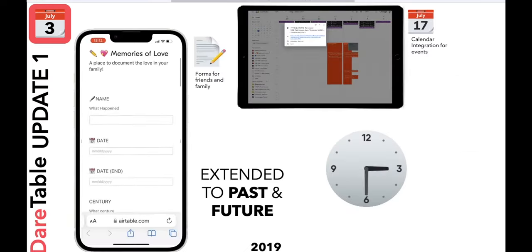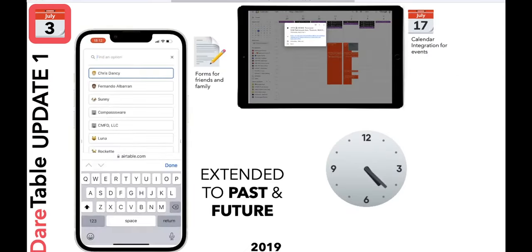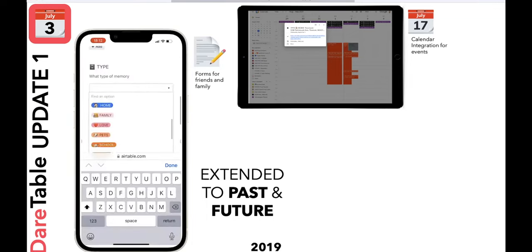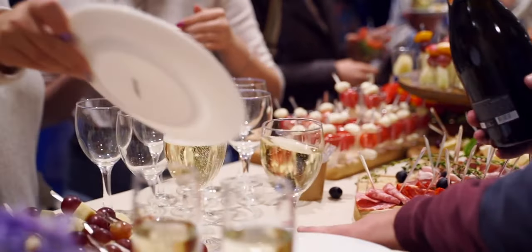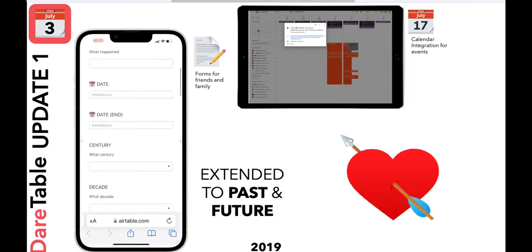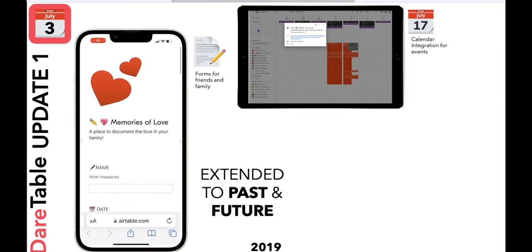First major update to heart-centered apps: integrate it with our friends and family and our calendars. So we created a form where our friends and family could fill out this form at any point and put in their favorite memory of us. Like, maybe we all went out. Think of it as like a survey, but for the people you love. And we'd all be able to collectively record those types of things.